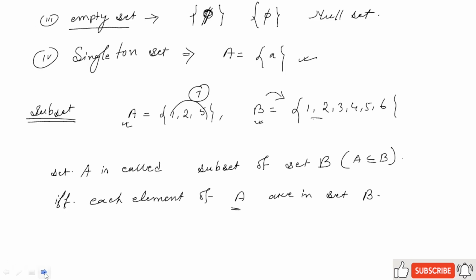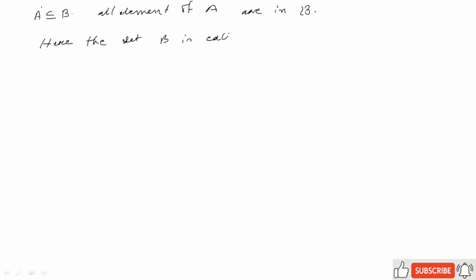However, so we have A is a subset of B. That means all elements of A are in B. Here the set B is called what? B is called the superset of set A. The name of B is superset of set A.